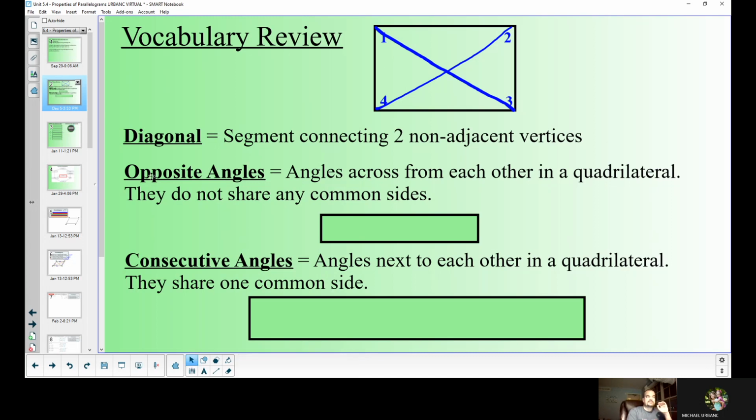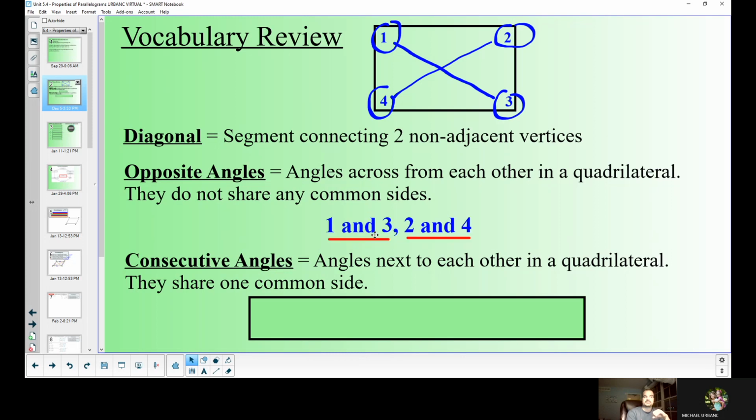The second thing is opposite angles, and they're just what they sound like. If you have a quadrilateral, you have 4 angles, and in any quadrilateral, you will have 2 pairs of opposite angles. So here you have angle 1 and angle 3, which are across from each other. So we call those opposite angles. And then same thing with angle 2 and angle 4. So the 2 pairs of opposite angles are 1 and 3, 2 and 4.